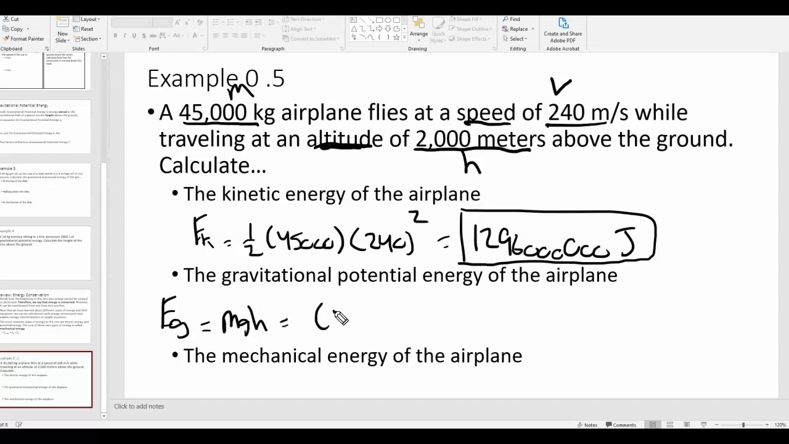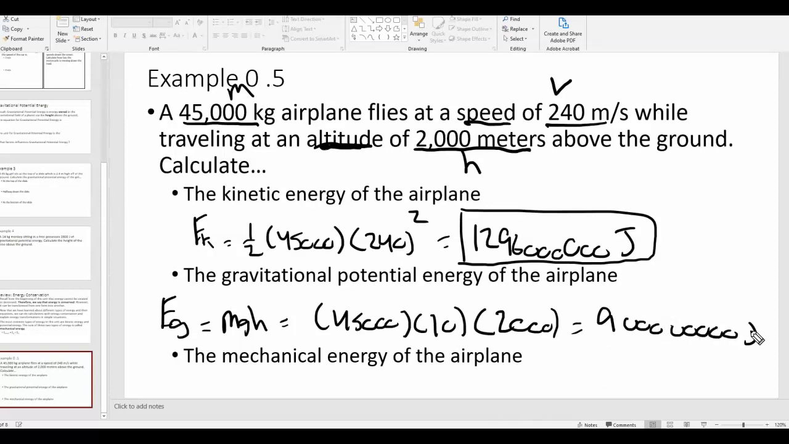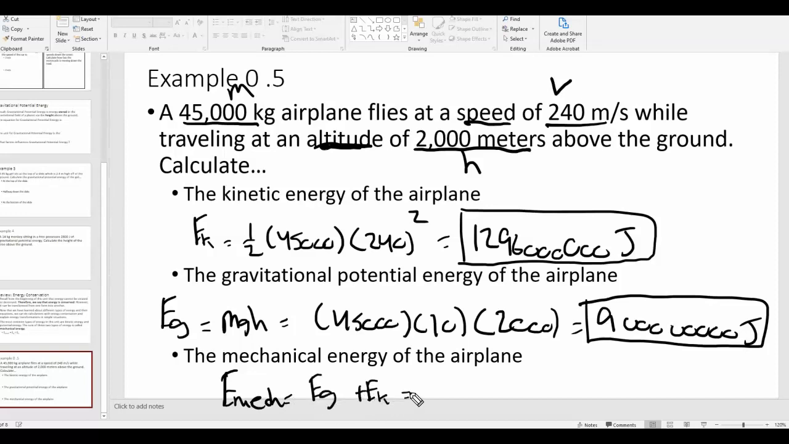And see, each of these calculations we've done individually, mechanical energy is literally just putting it together. Okay, so now we multiply by the height. 45,000 times 10 times 2,000. And I get 9,000,000,000 joules. Okay, and then mechanical energy is literally defined as potential plus kinetic. Just adding those two numbers together. Okay, that's it.